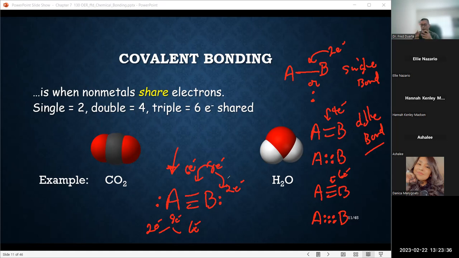But remember, whenever there's a bond, those electrons in the bond are being shared by 2 atoms. So they count to each atom individually. Okay. All right. So we have single, double, and triple bonds. Let me clear this up here.